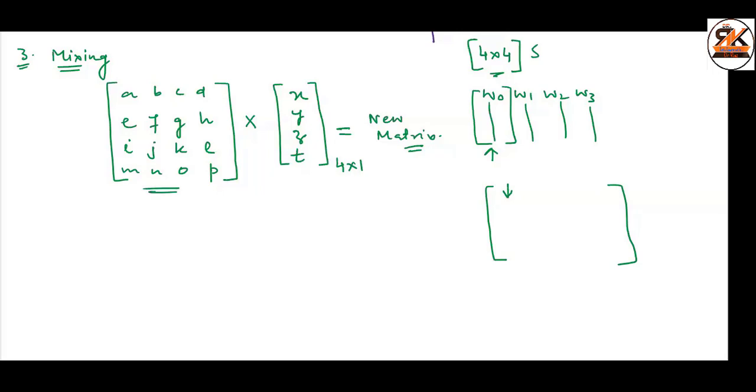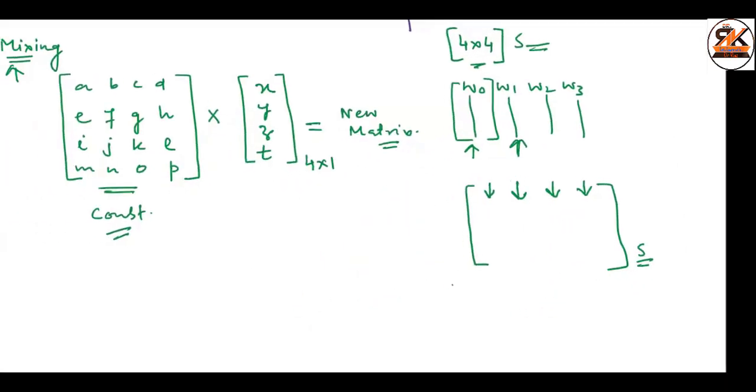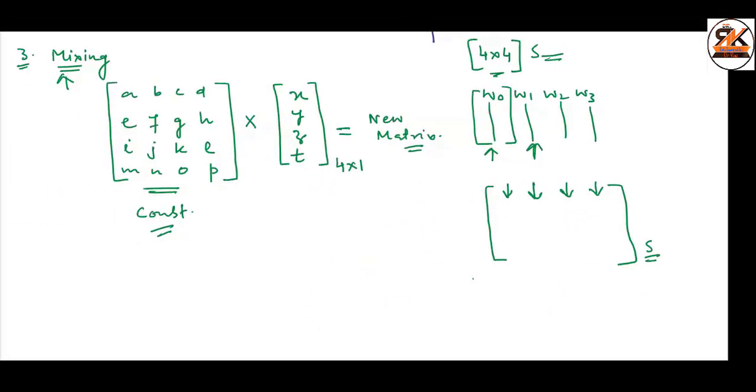Similarly, we have to take this constant matrix and multiply it with the second column of the state matrix. And then we go to the next column. And similarly, we can get the next column and the next column. And this is going to be the next state matrix that we will be obtaining after mixing of the rows. And for mixing of the rows, this constant matrix is a predefined matrix. And here I will show this predefined constant matrix. Till now, we have already done the 3 steps. And now we have to see the fourth one.